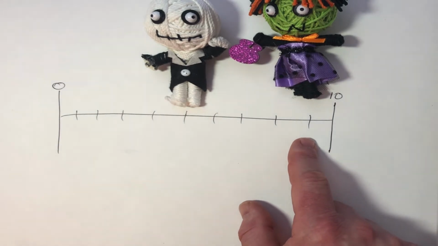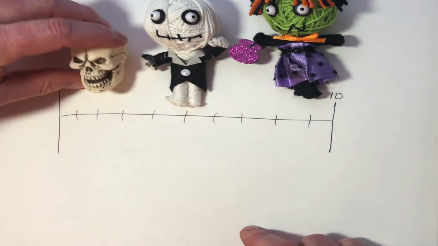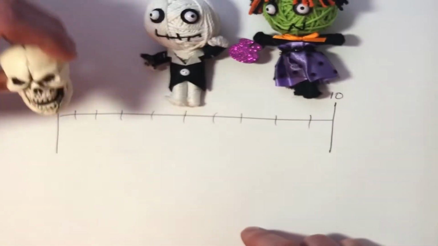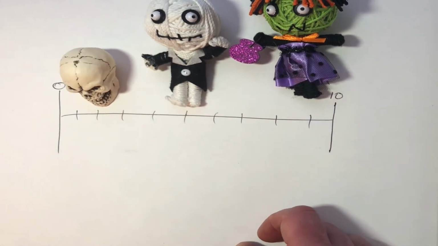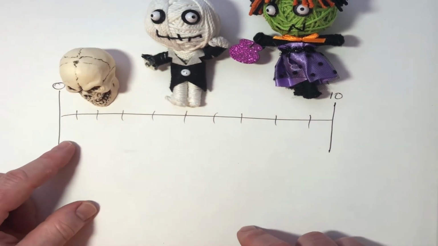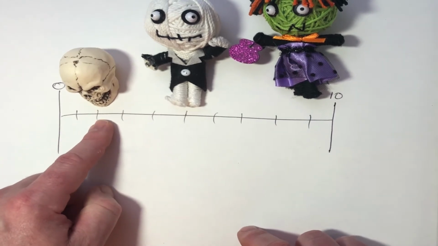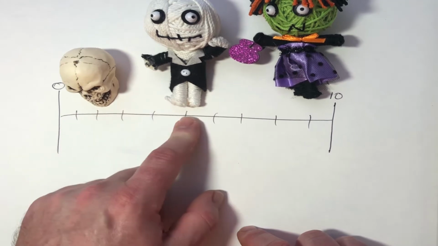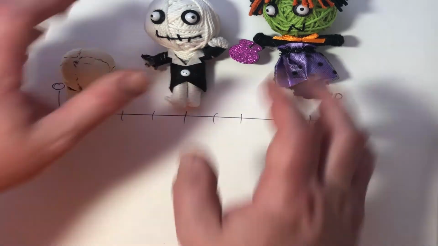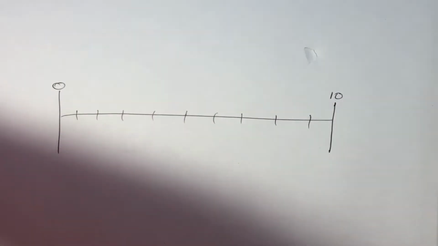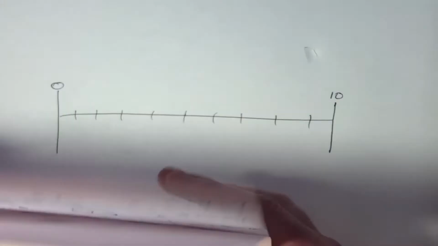Okay, let's do one more. It's a skull! Okay, so he's sitting right here. Silly skull. He's sitting at which one? Can you tell? He's sitting at 1, 2. He's sitting at 2. So the skull's at 2. The skelly man's at 5. And the witch is at 9. Whoa! Okay. That's awesome. You did a great job with those.